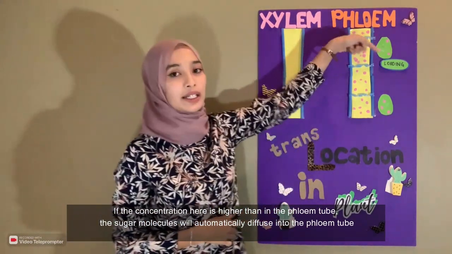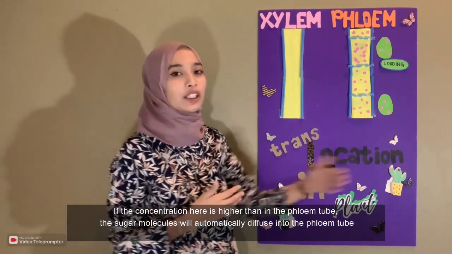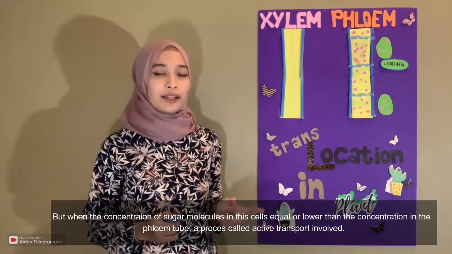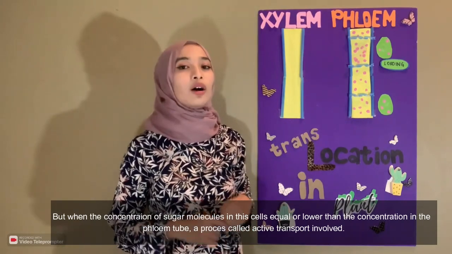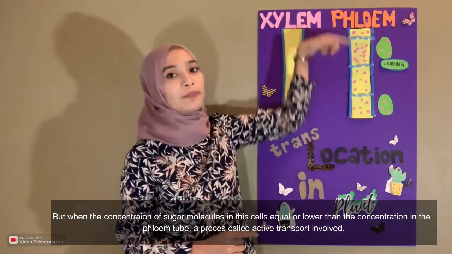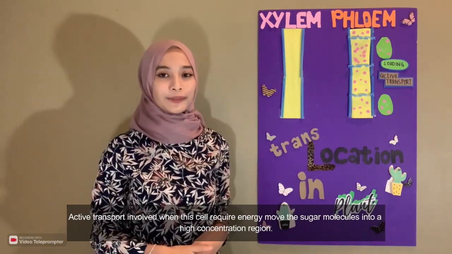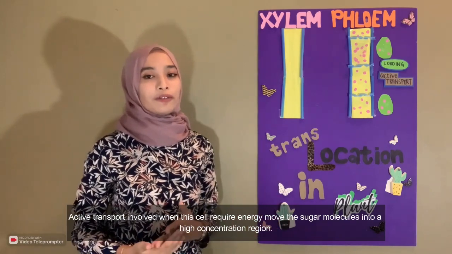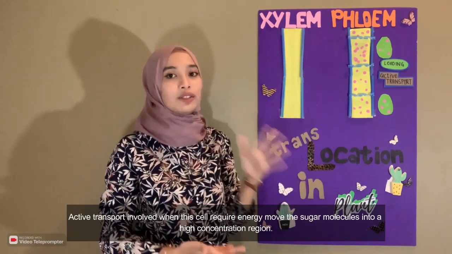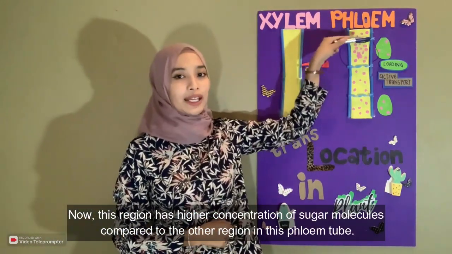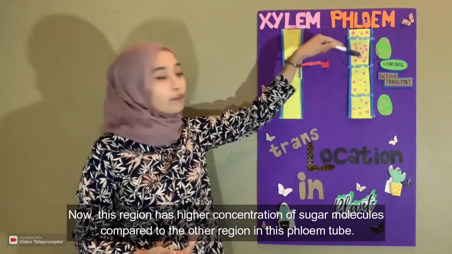If the concentration here is higher than in the phloem tube, the sugar molecules will automatically diffuse into the phloem tube. But when the concentration of sugar molecules in this cell is equal to or lower than the concentration in the phloem tube, a process called active transport is involved. Active transport is involved when this cell requires energy to move the sugar molecules into a high concentration region. Now, this region has a higher concentration of sugar molecules compared to the other region in this phloem tube.